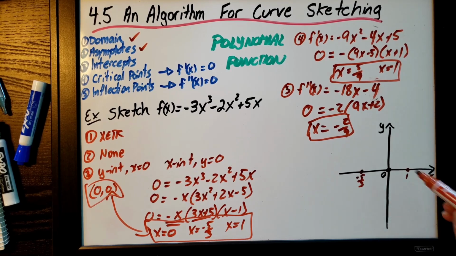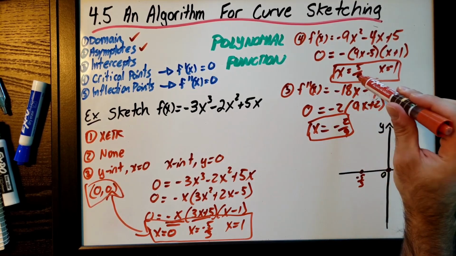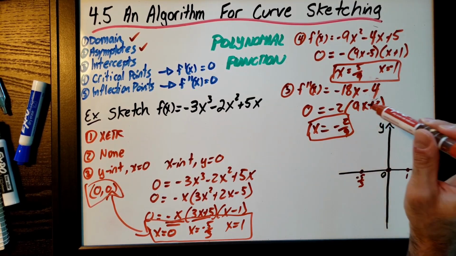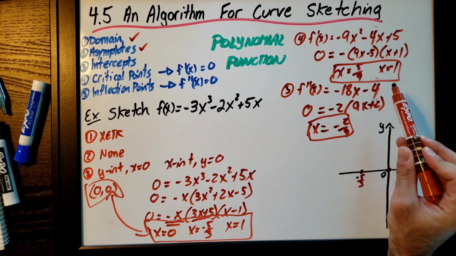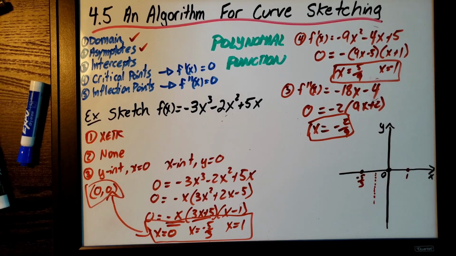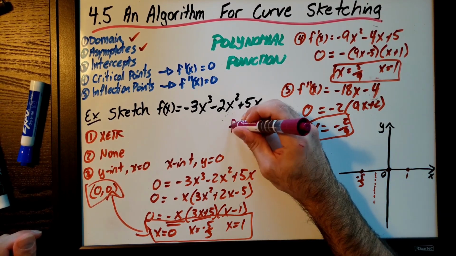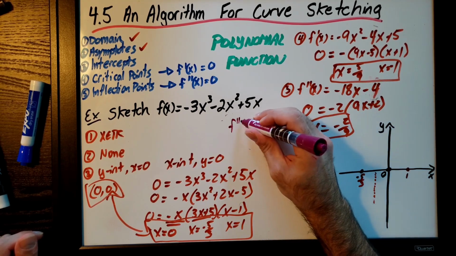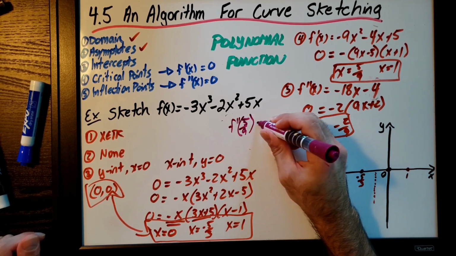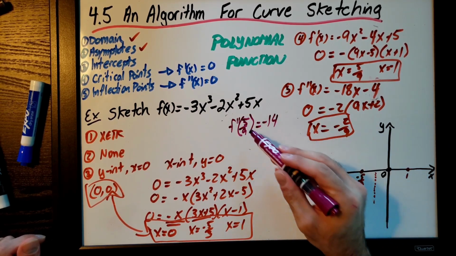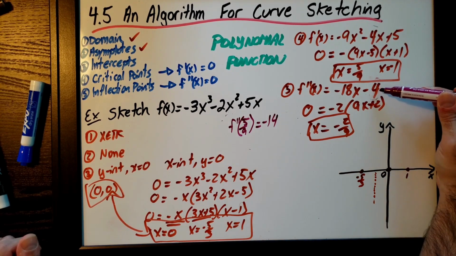Now, if I plug in these values into my second derivative, it'll tell me about the concavity. Okay, now what the concavity can help me is discover whether something is a max or a min. So for instance, I'm going to use the second derivative of 5 over 9. And my answer is going to be negative 14. So I'm plugging 5 over 9 into my second derivative.